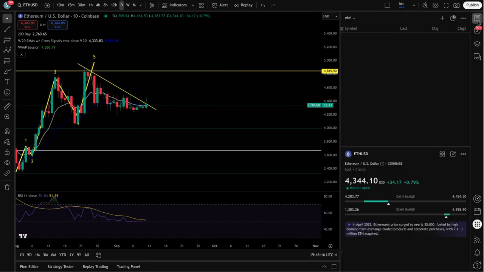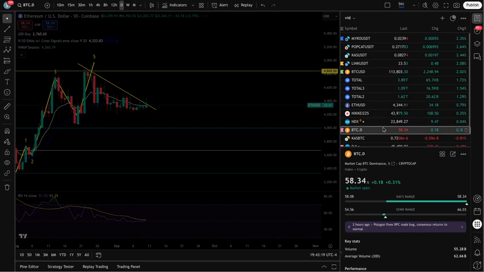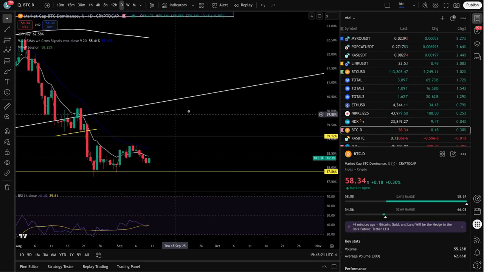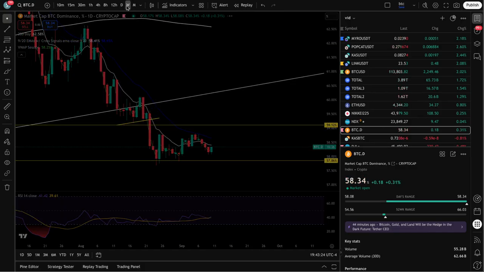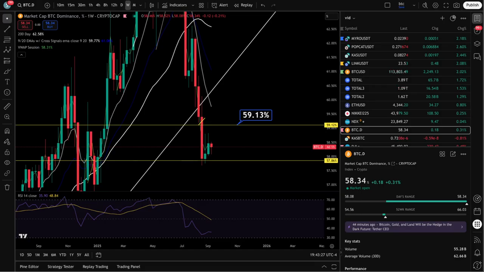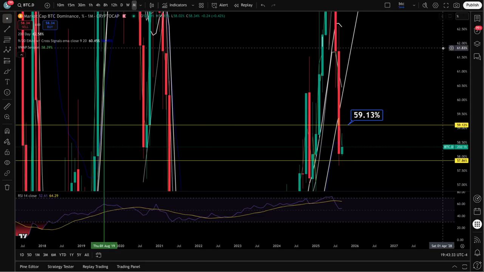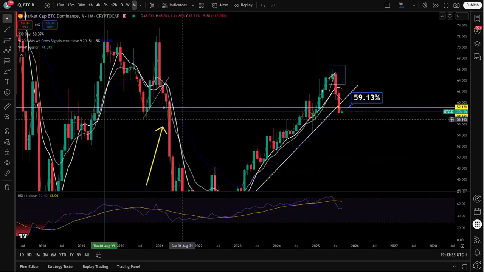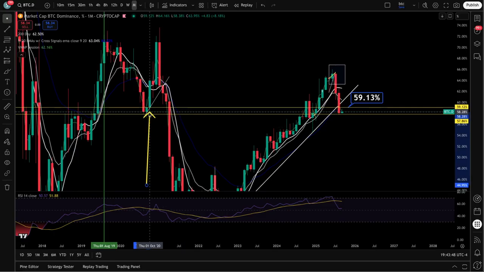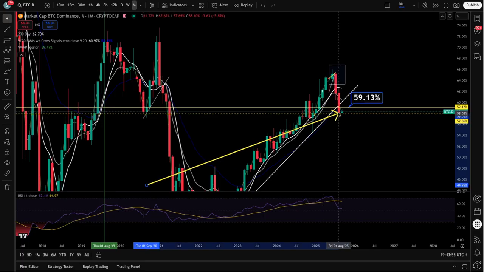Bitcoin dominance. We're looking for this thing to roll over and crash. It's at 58.34 right now, just messing around in here, waiting for that big dump. Put it on a monthly. We're in that same area as the last time back over here, where we got that big fall. We just have to lose this support level right through there, this yellow line right here. What is that at? About 57.8 roughly.